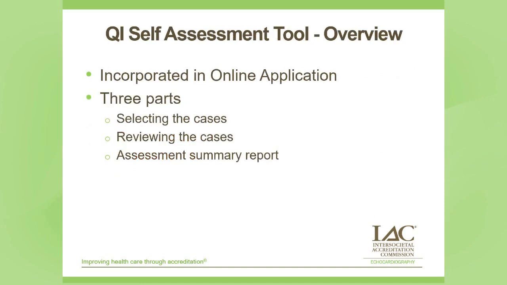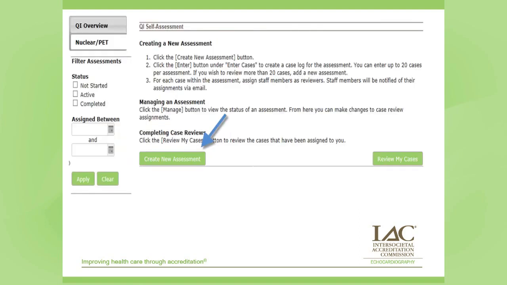The QI self-assessment tool really just has three parts, and we'll break it down a little bit. The first part is selecting the cases, the second part is reviewing the cases, and the third part, of course, is assessing the summary or the report that you get when everybody is completed. So let's go through how to enter cases.